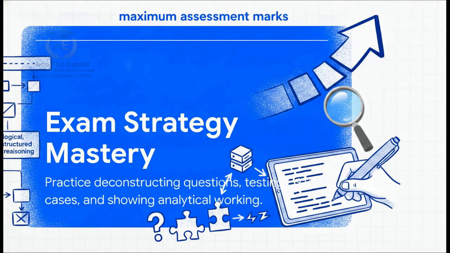Let's bring everything we've talked about together into our ultimate definition of exam strategy mastery. It is the continuous practice of deconstructing questions, extracting relevant data, rigorously testing those edge cases, and above all, showing all your analytical working with correct terminology to secure maximum assessment marks. This is the complete system: command word decoding, PEEL framework application, and showing your work. Remember the golden rule: the assessment framework rewards logical, structured reasoning over superficial breadth. Prove your process, and the examiner will reward you.